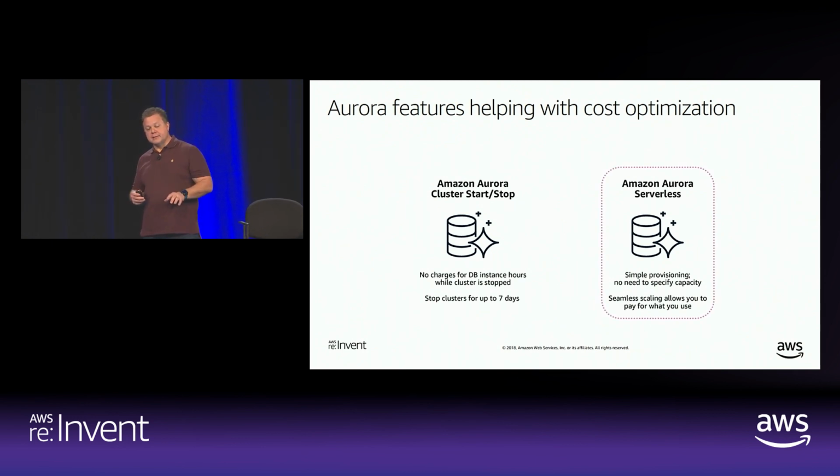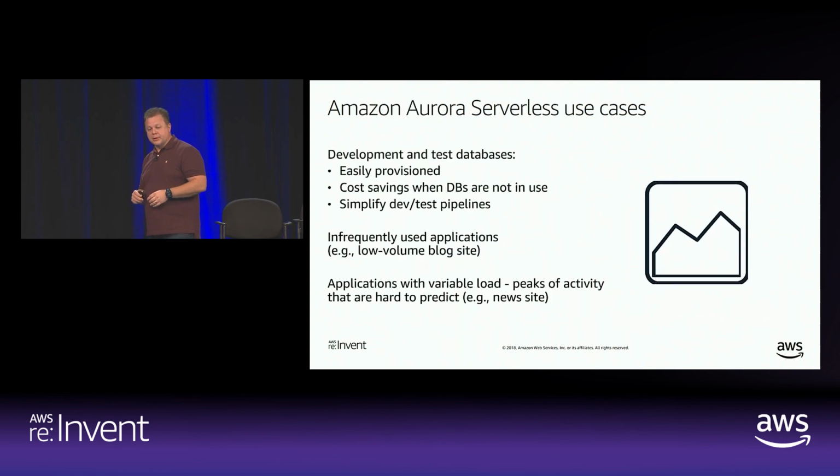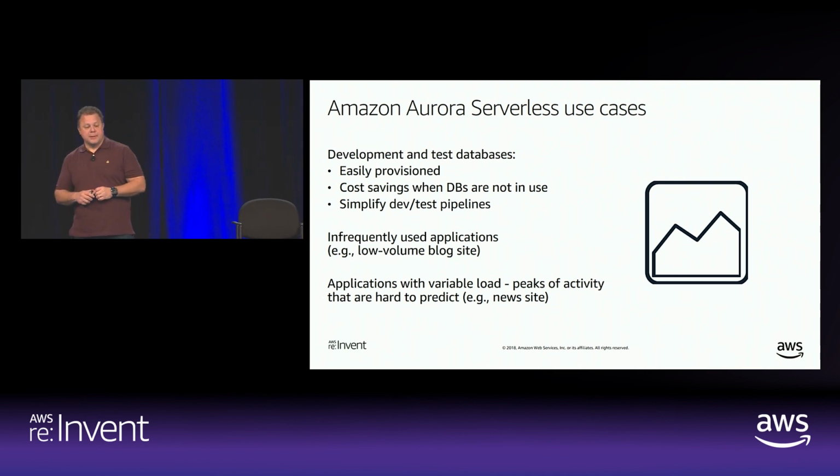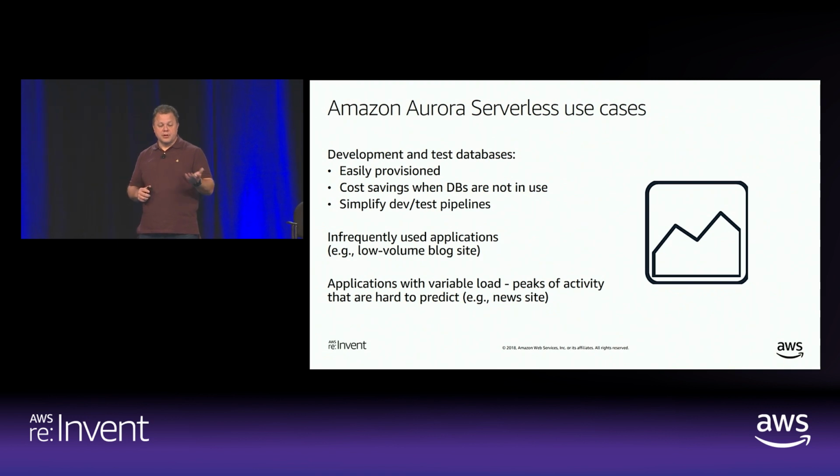The other side is Amazon Aurora Serverless. With serverless, it's the same exact Aurora that we've been using this whole time, with the ability to automatically provision and scale up and scale down. We find that it's very useful for development type workloads, as well as a few other workloads that might be interesting as well. So some of the use cases, like I said, are development and test databases. They can be easily provisioned. There's cost savings when the database is not in use because we can scale to 0. Or if you don't want to scale to 0, at least scale to a very small instance type.